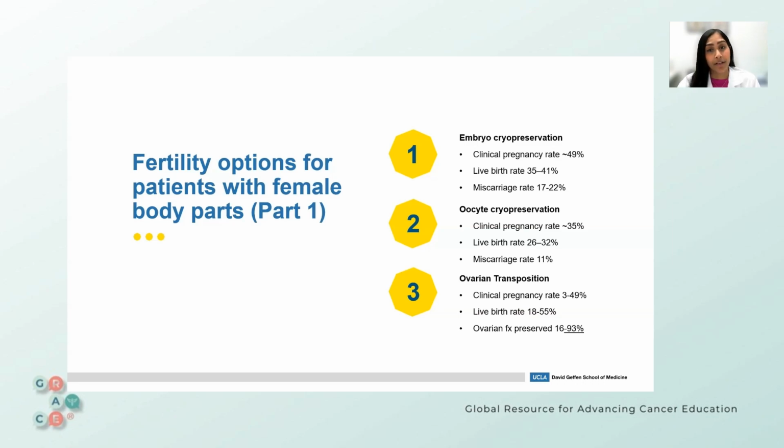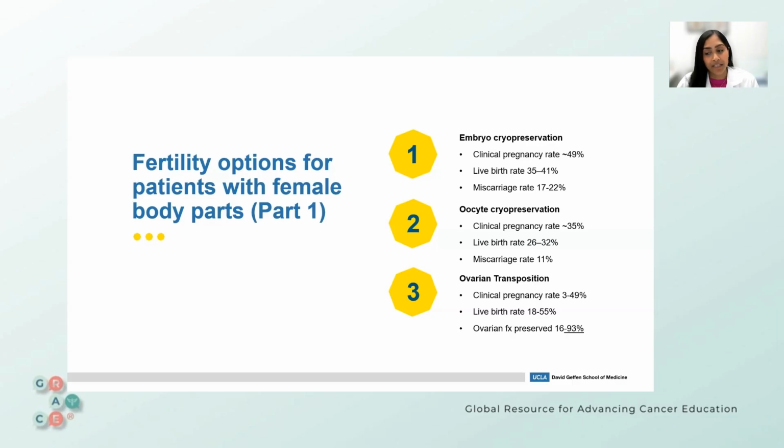So here we'll have a clinical pregnancy rate of about 35%, a live birth rate of 26 to 32%, and a miscarriage rate of 11%. The third option on this slide is ovarian transposition. This is a surgical procedure for folks who are undergoing radiation, primarily to the pelvis. And essentially what this does is it moves the ovaries out of the way of the radiation field so that they are not exposed to radiation.